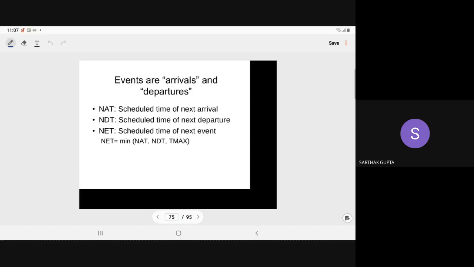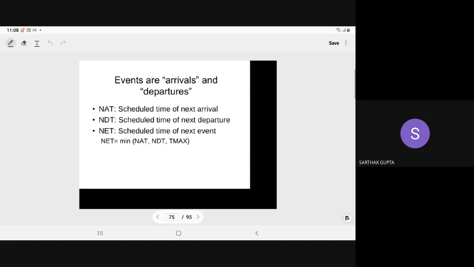Change through the events. So we have to generate the events. For generating in the case of the queuing system, we have the following events. We have only two types of events: arrival and departure. Here we have the following times: NAT, NDT, and NET.